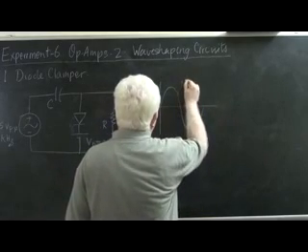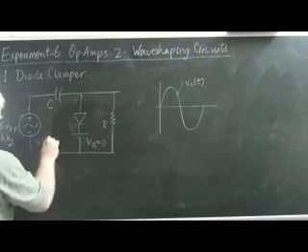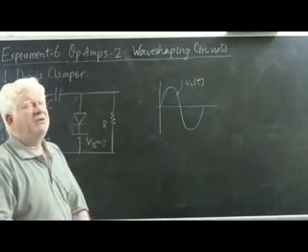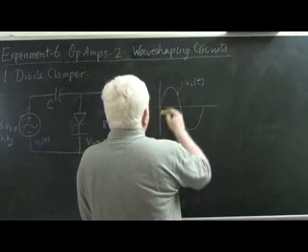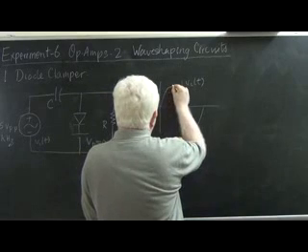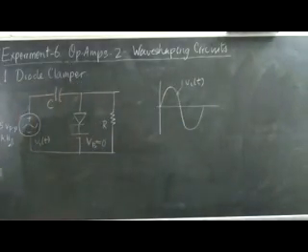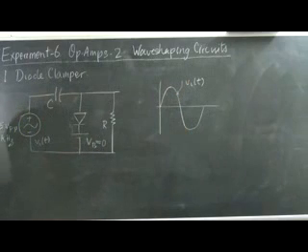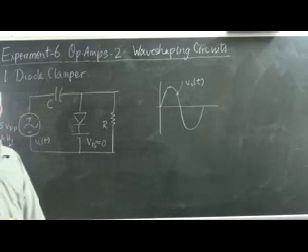Here is Vi of t, not written here, and the capacitor voltage rises in parallel with the input voltage up to this point. At that point, the input voltage starts going down, and in this circuit, the diode gets reverse biased and therefore opens up. Once the diode opens up, the capacitor is stuck with the high voltage that it accumulated.